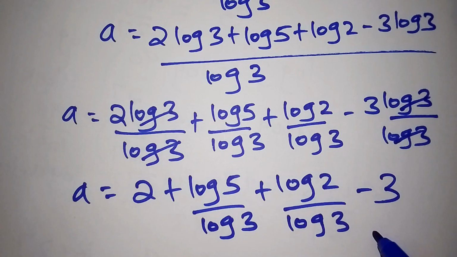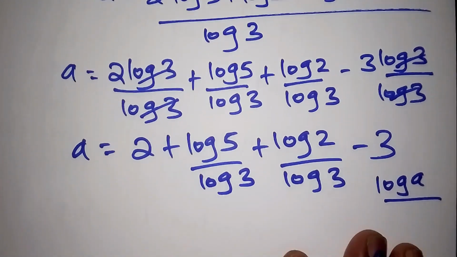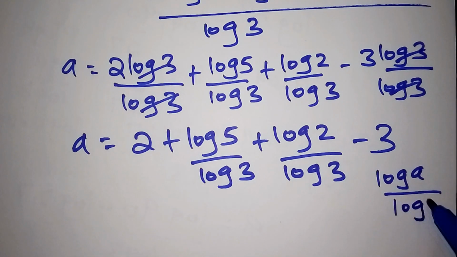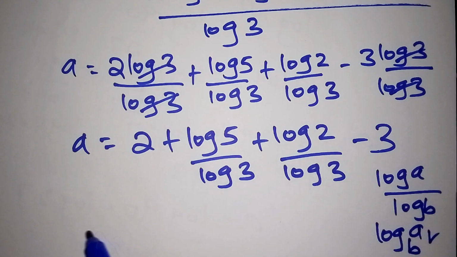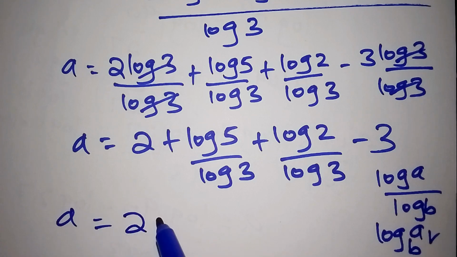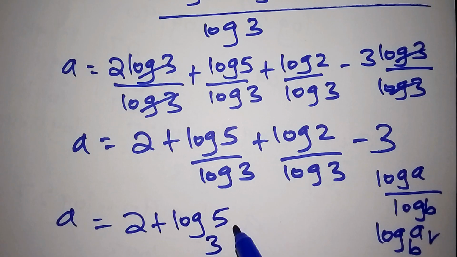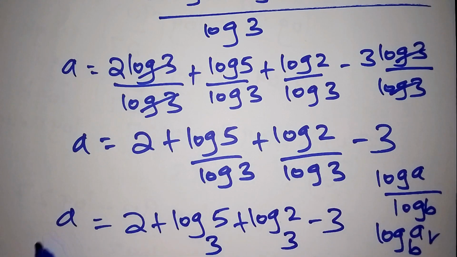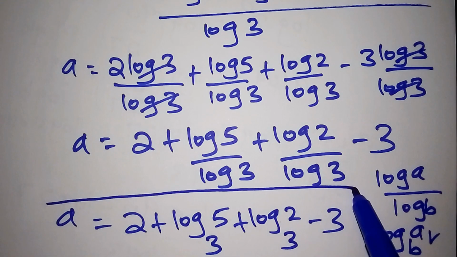According to the law of logarithms, when you have log of A all over log of B, we can write it as the log of A to the base of B. So our correct answer is a equals 2 plus the log of 5 to the base of 3 plus the log of 2 to the base of 3 minus 3. This is now our final and most correct answer.